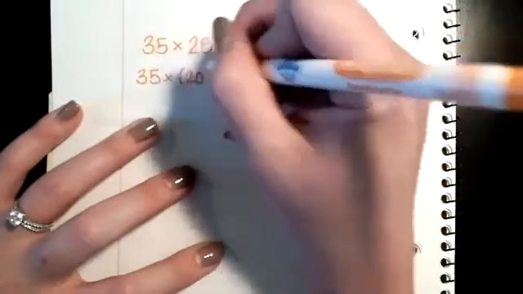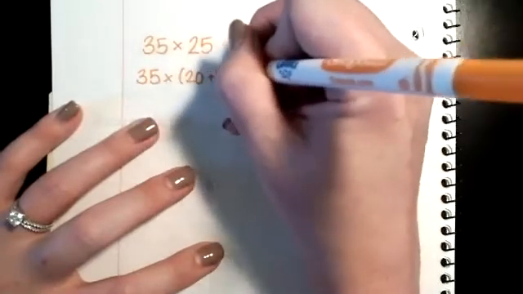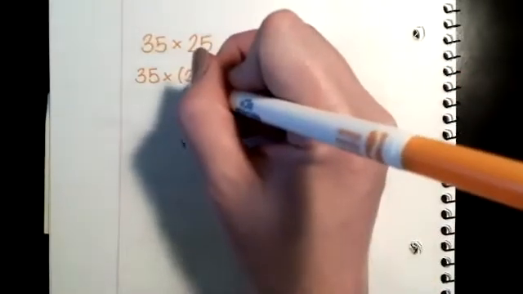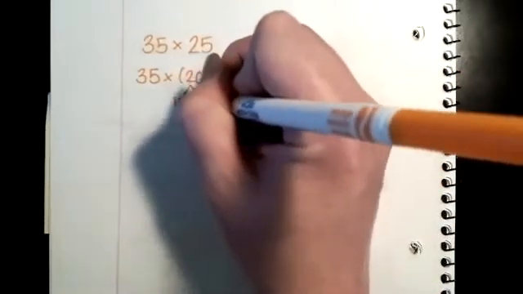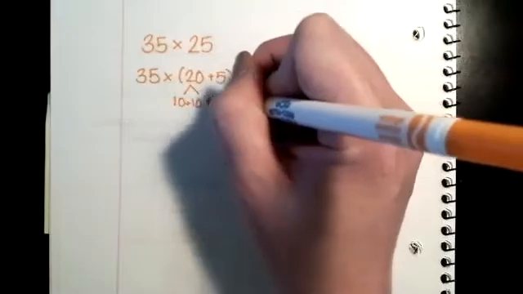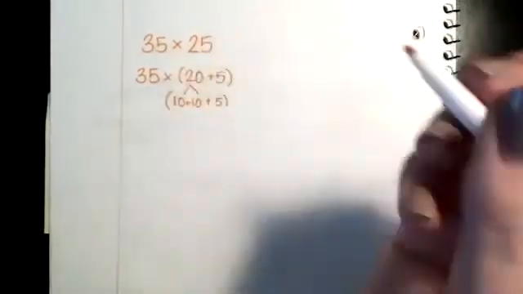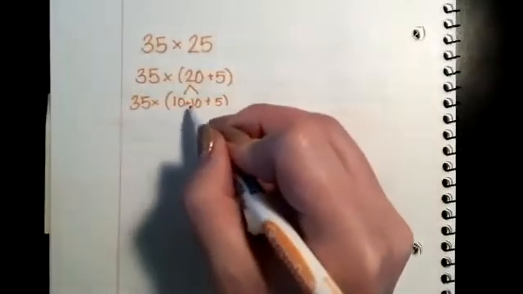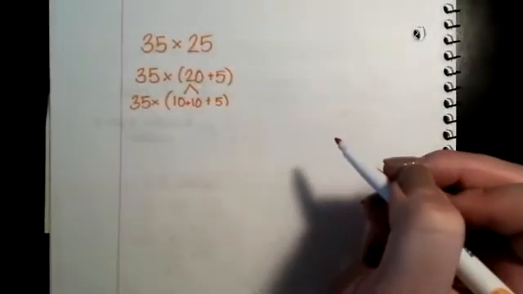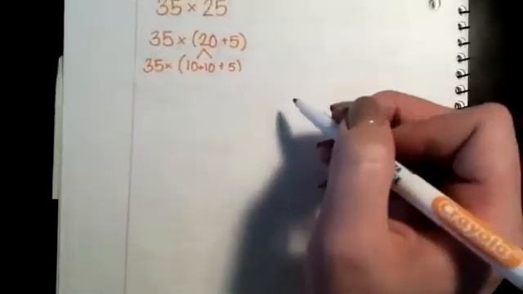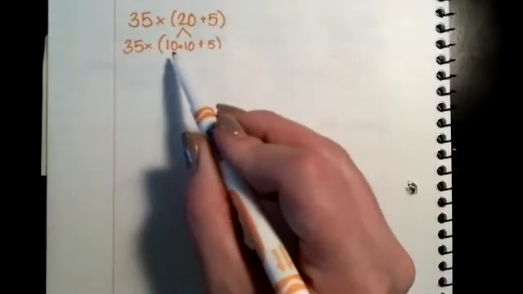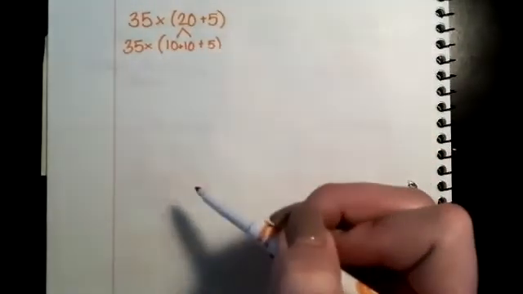So I'm going to take 35 times, I know 25 is 20 plus 5. And like I did on the front, I can even break apart that 20 into a 10 and a 10. So I'm going to do 35 times 10 plus 10 plus 5. Oh, sorry, notebook's getting stuck. I'm going to take my 35, multiply it by each piece, and then add up those pieces.